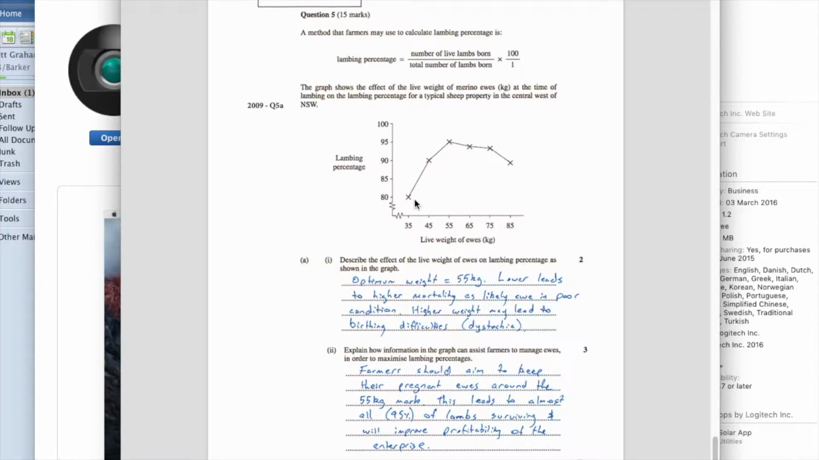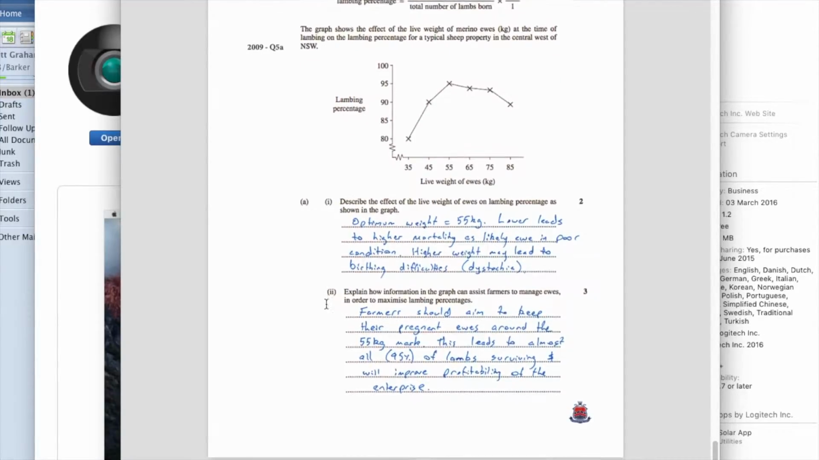And this is probably due to the fact that the mothers just aren't well enough. They don't have enough nutrition. Their body condition's not very good to be able to support a lamb, so they're more likely to die here. And if we look up the higher end, maybe the mothers, the ewes, are fatter and they have birthing difficulties, which is called dystocia. So optimum weight is 55 kilograms. Lower leads to higher mortality as likely the ewe is in poor condition, and a higher weight leads to birthing difficulties.